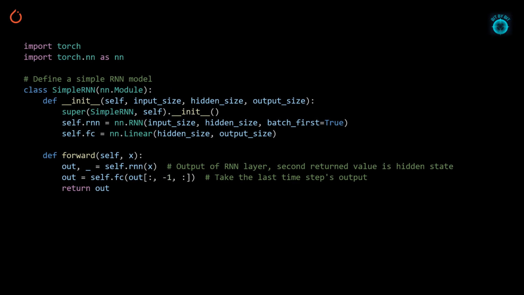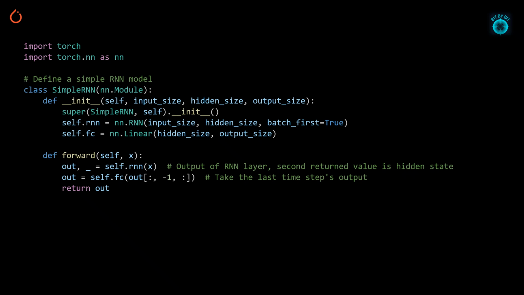We start by importing PyTorch modules. Next, we define a simple class, SimpleRNN, that inherits from nn.Module. In the constructor, we define the RNN layer using nn.RNN, where we specify the input size and hidden size. We also define a fully connected layer to map the hidden state to the output.